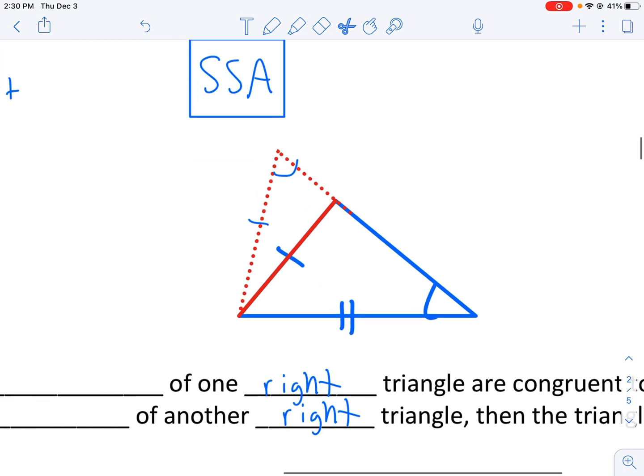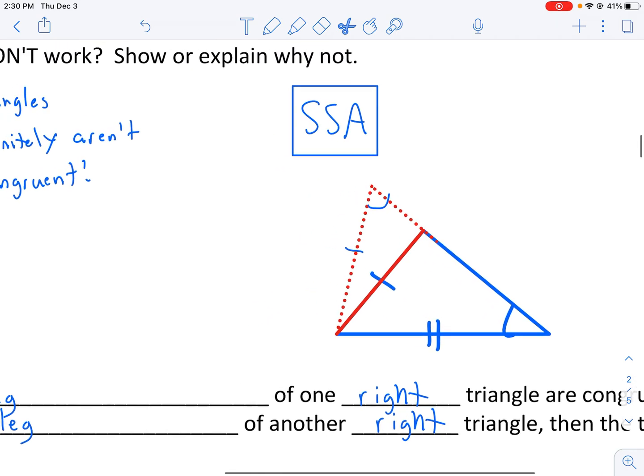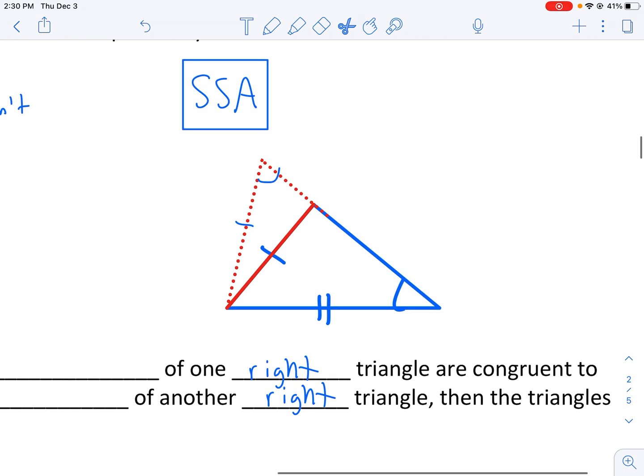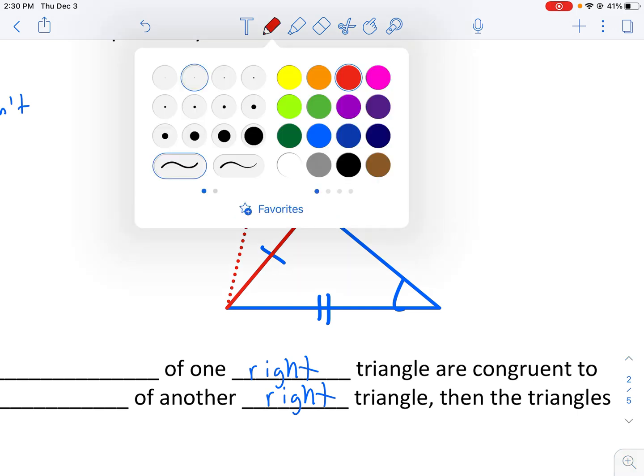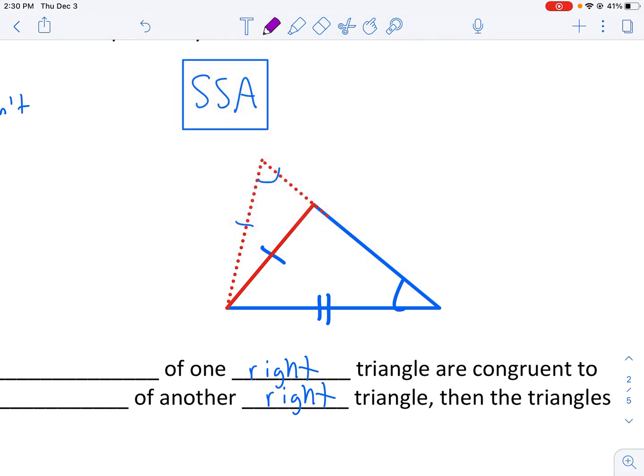And the other is SSA, which I already drew this picture, but we didn't talk about this in class. The reason this one doesn't work is because you could end up with two triangles where one is this triangle. And then if you pick up this red side here and swing it over here, which is what I've done right here, so these two lengths are the same, you can see how we end up with two different triangles.